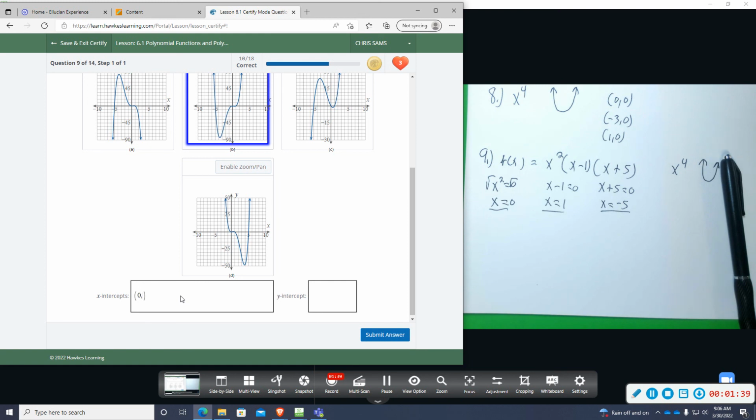0, 0. Parentheses twice, 1, 0, and then negative 5, 0. And then my y-intercept is also going to be that 0, 0 point.